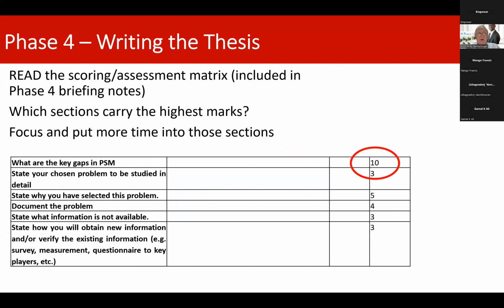Okay, so in phase 4, you're actually going to write the thesis. Before you start writing it, look at the scoring assessment matrix. We give you this in the briefing notes. Look at which sections score high. What are the key gaps in PSM? That scores 10 points, the others around 3, 4, 5. You're going to put more effort into those sections which score high. So we've given you the scoring matrix. That's how you're going to be marked on the thesis. So put the emphasis, put the effort in those sections which score the highest. Okay.